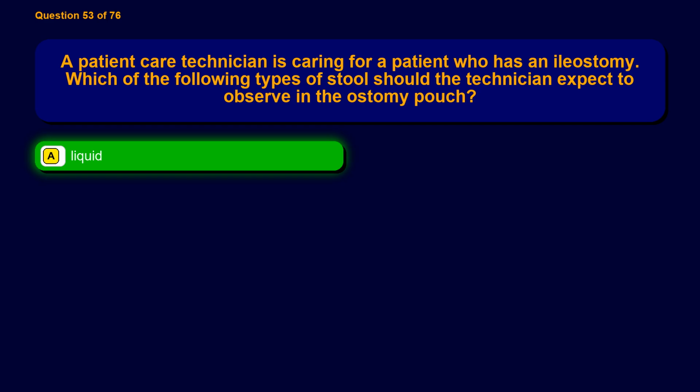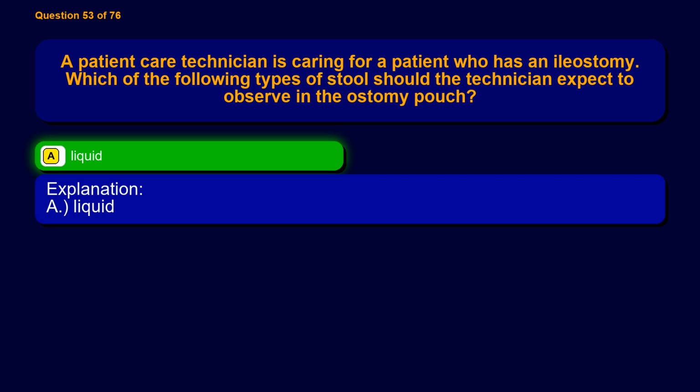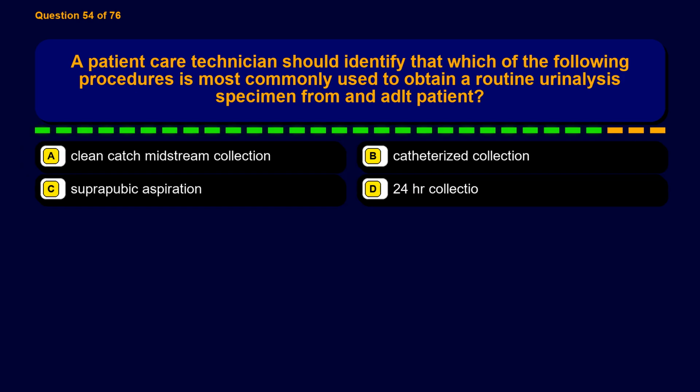The correct answer is option A, liquid. Question 54. A patient care technician should identify that which of the following procedures is most commonly used to obtain a routine urinalysis specimen from an adult patient. Option A, clean catch midstream collection. Option B, catheterized collection. Option C, suprapubic aspiration. Option D, 24 hour collection.